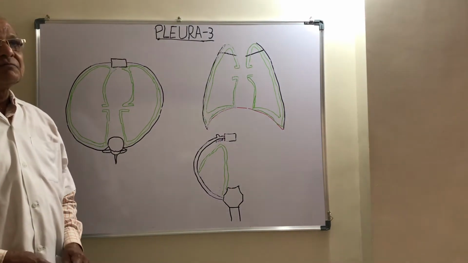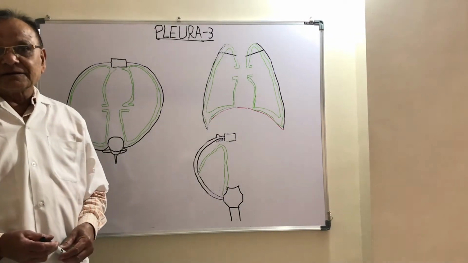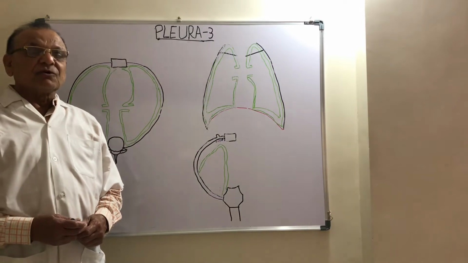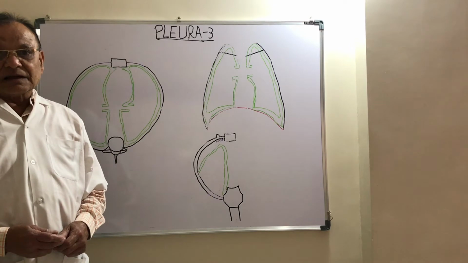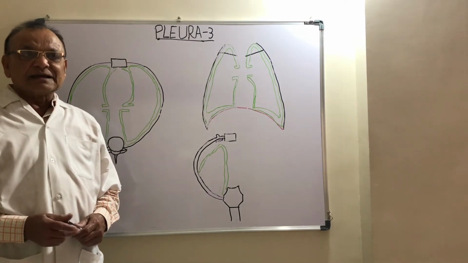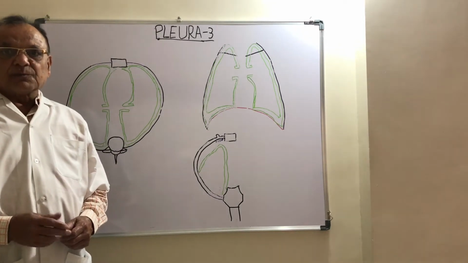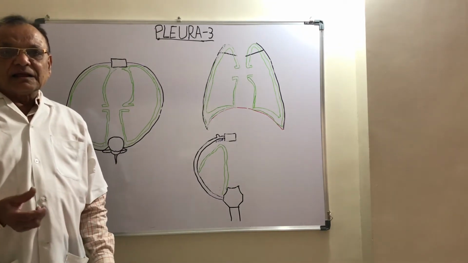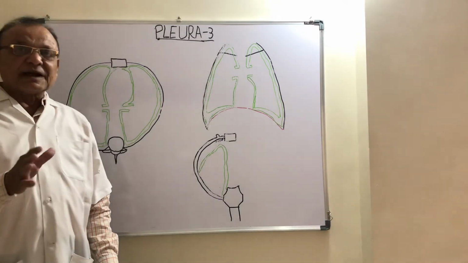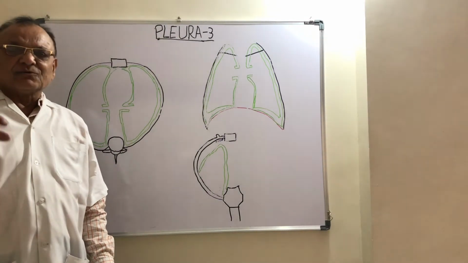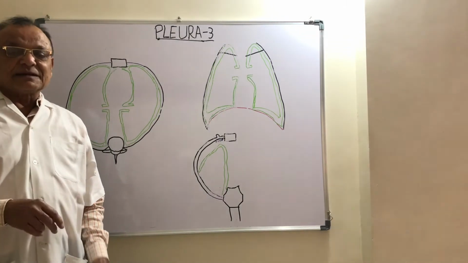You know that the pleura has two layers, an outer layer and an inner layer. The outer layer is called the parietal layer, the inner layer is called the visceral layer, and in between the two layers there is a cavity. This cavity is called the pleural cavity. The pleural cavity is the narrow interval between the parietal and visceral layers. We can say that it is only a capillary interval between the two layers, and this pleural cavity contains serous fluid.